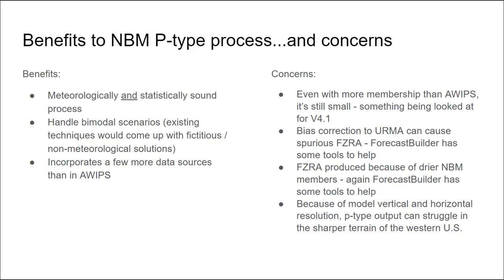One of the major concerns with the NBM is that the bias correction causes a lot of spurious freezing rain forecasts. Freezing rain in the NBM can be forecast because a lot of times you have drier and colder solutions mixing with warmer and wetter, and the end result is some low probability of freezing rain, which isn't actually forecast by any model. Because of the model vertical and horizontal resolution, the precipitation output can struggle in the sharper terrain of the western U.S.